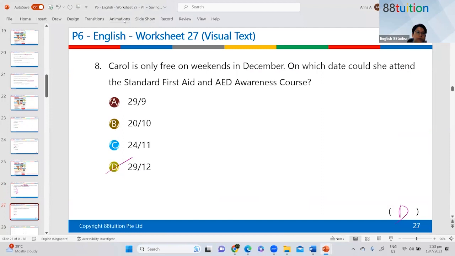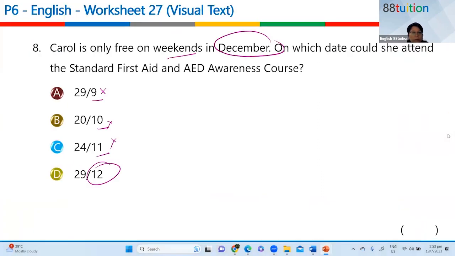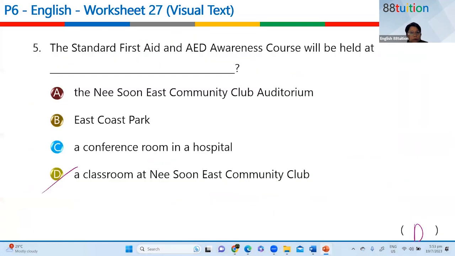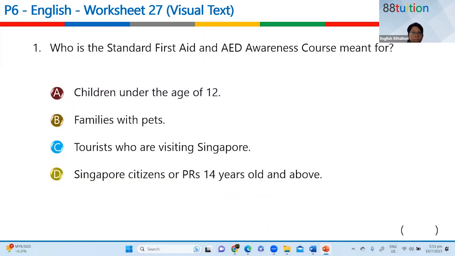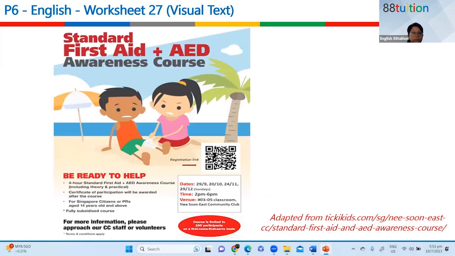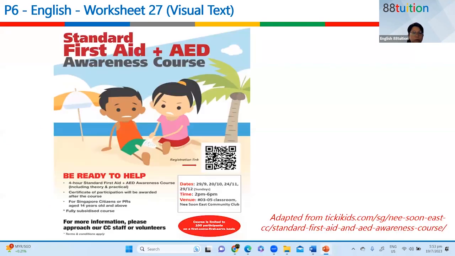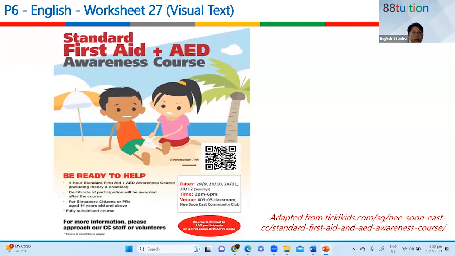Yeah. So now I'm going into the slideshow. From current slide, right? I'm going back up. Okay, just to take note of the answers. All right. So who is it for? 14 years and above, D. Okay. Went through that already. Then number 2, what is the purpose? Allowed to register. QR code is meant for registration, right? Then number 3, which one is true? The course is fully subsidized. Already mentioned, I already shown you where to get the answer. Okay, if you got it wrong, then you know why now.